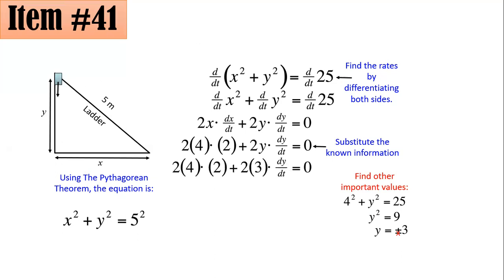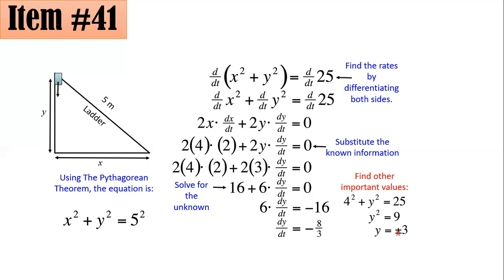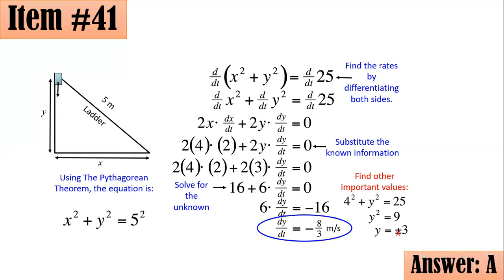And so you have 2 times 4 times 2 plus 2 times 3 times dy over dt equals 0. This becomes 16 plus 6 times dy over dt. Then you subtract both sides by 16 and divide both sides by 6. Then you have dy over dt, which is -8/3. But the problem is asking how fast it is descending, so we should answer letter A. It's descending at 8/3 meters per second. Because if you answer negative, it's descending at -8/3, that's a double negative. That would be a redundancy. That's why we had to get letter A.